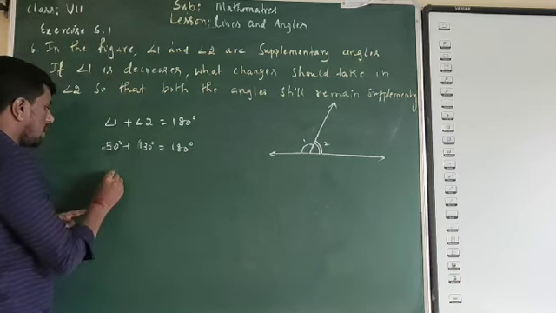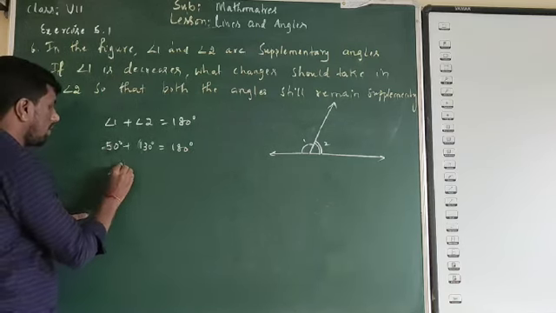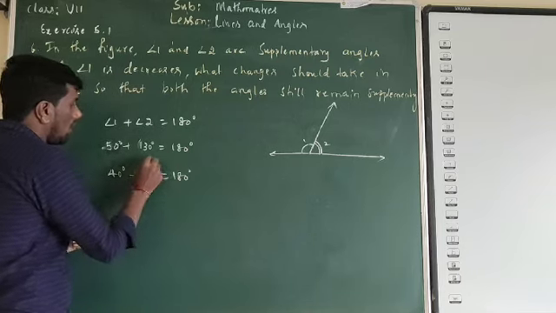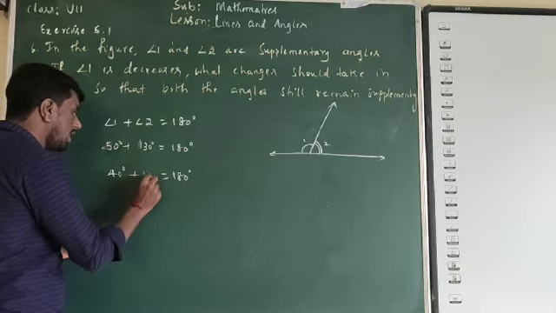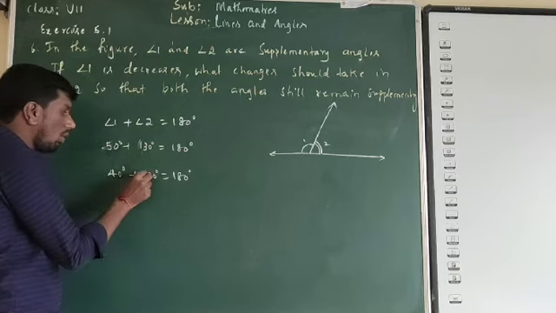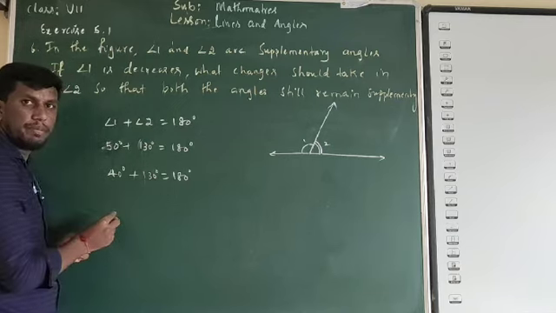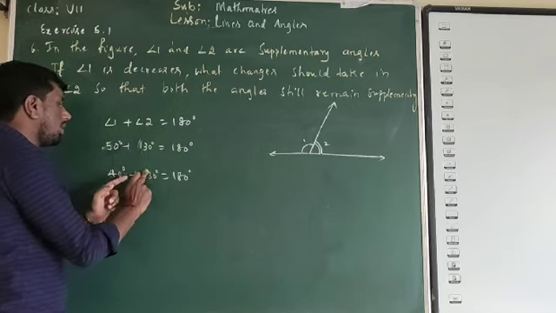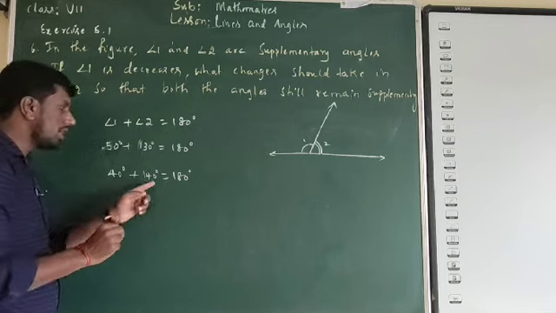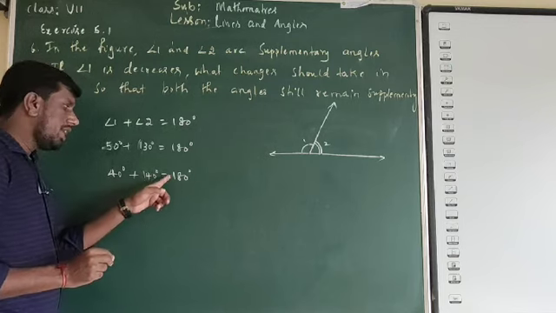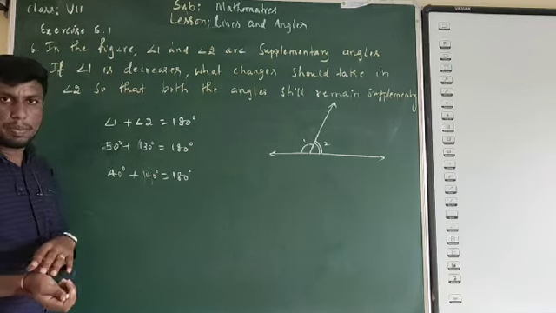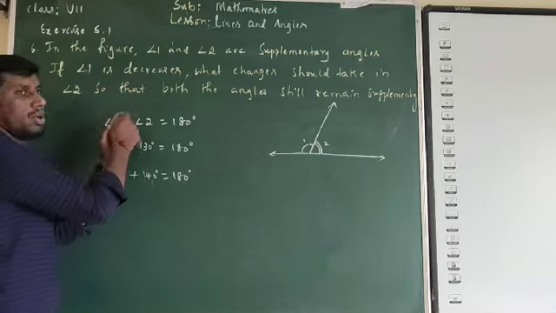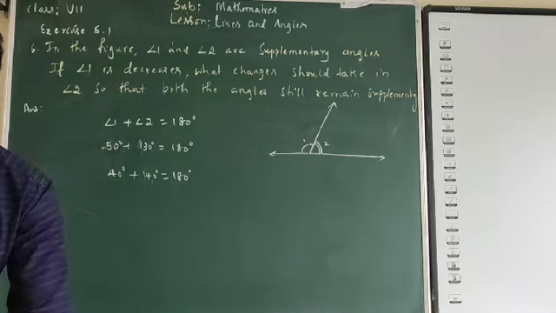Now let us assume this is decreased to 40 degrees. Decreased, right? Then if I keep the same value of 130 degrees, the sum is not 180 degrees. 130 plus 40 equals 170. That means in order to get 180, I should increase this 130 to 140. Then it becomes 180, and these two angles will become supplementary angles. So if you want to decrease angle 1, you need to increase angle 2. That is the answer for this.